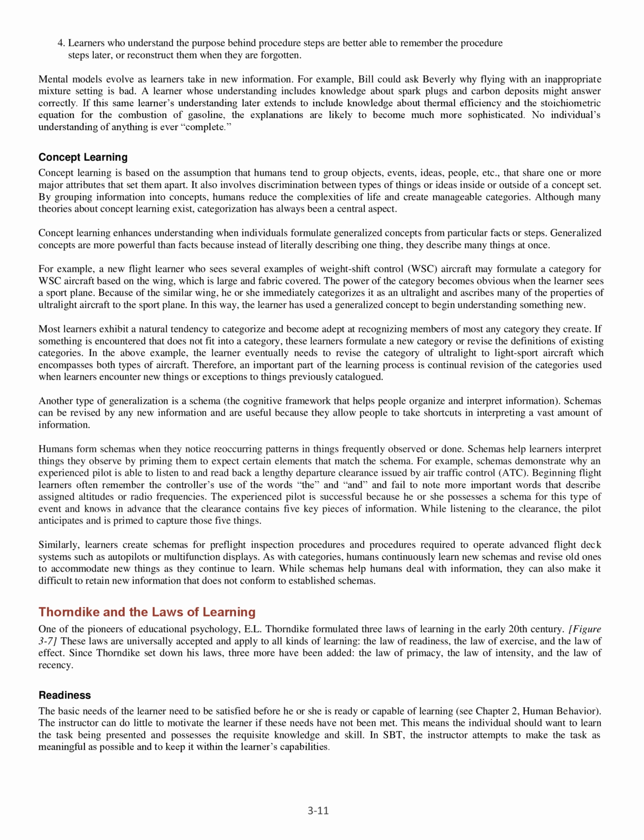Another type of generalization is a schema, the cognitive framework that helps people organize and interpret information. Schemas can be revised by any new information, and are useful because they allow people to take shortcuts in interpreting a vast amount of information. Humans form schemas when they notice recurring patterns in things frequently observed or done. Schemas help learners interpret things they observe by priming them to expect certain elements that match the schema.